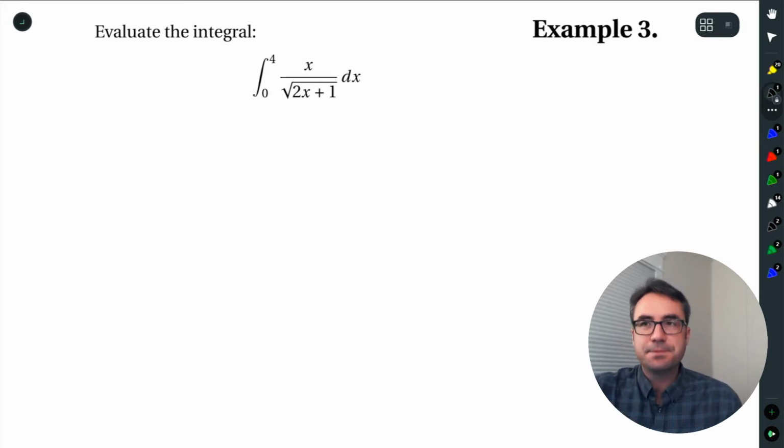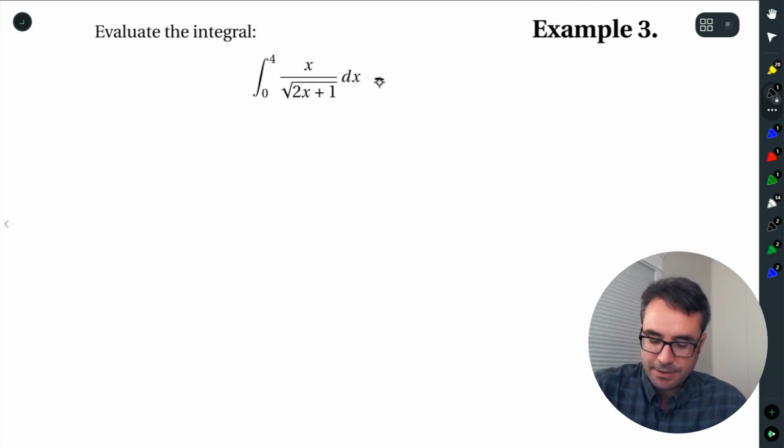All right, so first, before we get to any of the substitution rule, let's rewrite this function. We know with root signs, a lot of times we want to rewrite them as a power function. So let's rewrite this function.